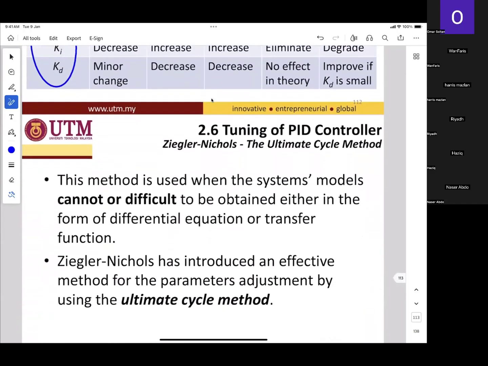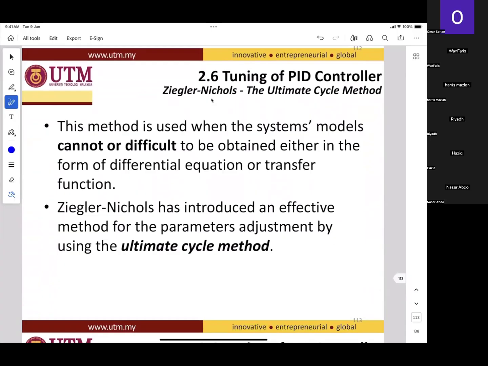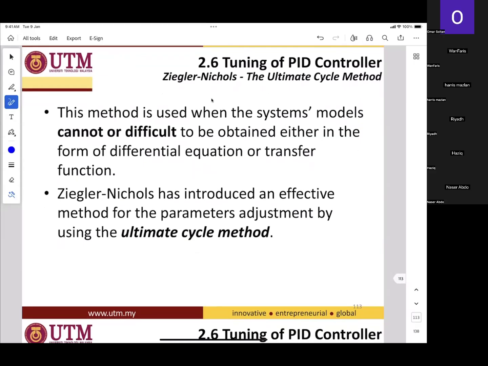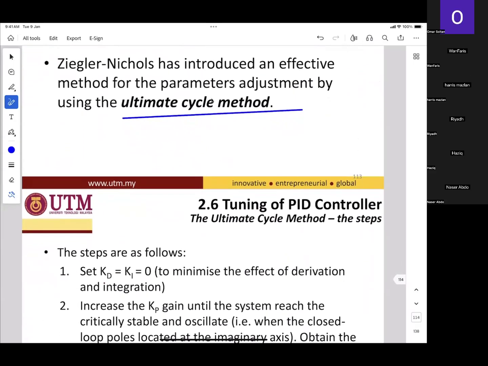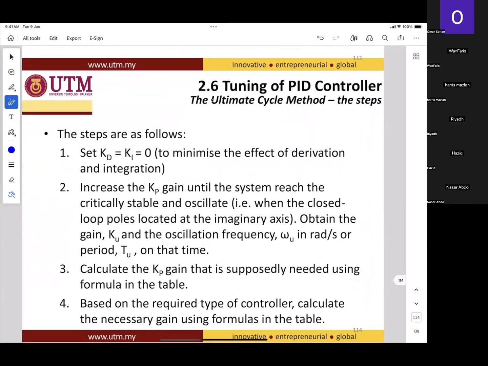Okay. So the one that we are focusing on now is the method known as Ziegler-Nichols, used when the system model is difficult to obtain, either in the form of a differential equation or transfer function. So that's why we use Ziegler-Nichols. It is an effective method for parameter adjustment using the ultimate cycle method. And the procedure is shown here.